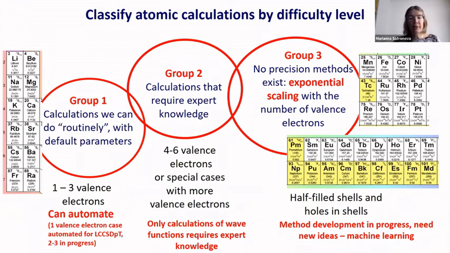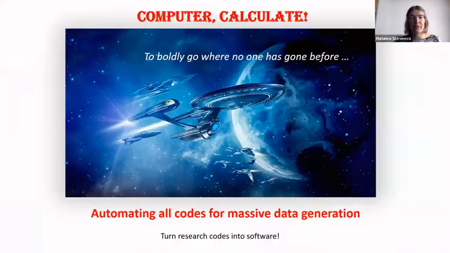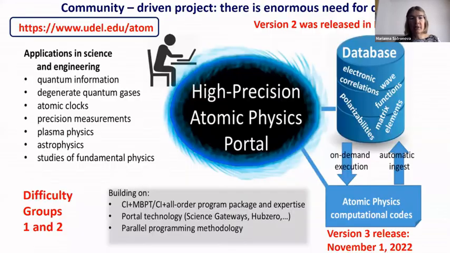And therefore, I think it's time to see if you can compute everything in the periodic table, to boldly go where no one has gone before, to automate the codes for massive data generation and make them all available. That's our new portal project. So you can go to udel.edu/atom. That's already available online. And right now it contains 25 elements, including some highly charged ions. Version 2 has just been released. Version 3 will be released shortly.